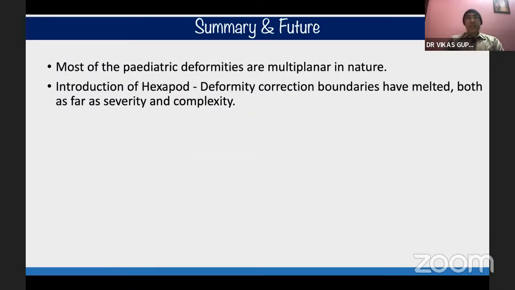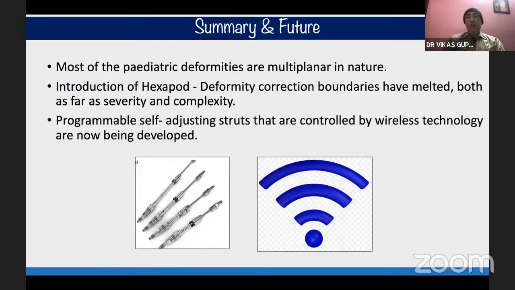To conclude, most of the pediatric deformities which I do are multiplanar in nature, because some of them are in the physis, due to physeal injuries. And the introduction of the hexapod has made my job much easier. In fact, it has melted the boundaries, both as far as severity and complexity. And in future, as Dr. Manish has shown, there could be programmable self-adjusting struts which can be controlled by wireless technologies. Some of them are still in the pipeline, similar to the Internet of Things, IoT, which we have at our home. Probably we can control this correction and movement by our mobile device connecting via Bluetooth.